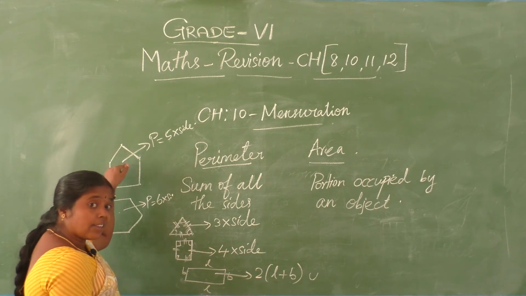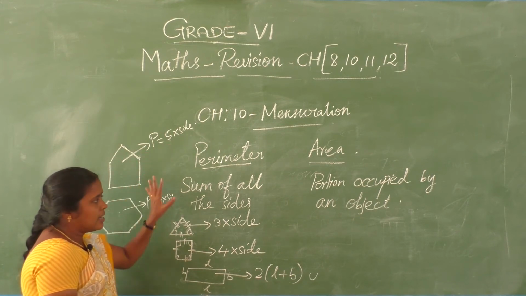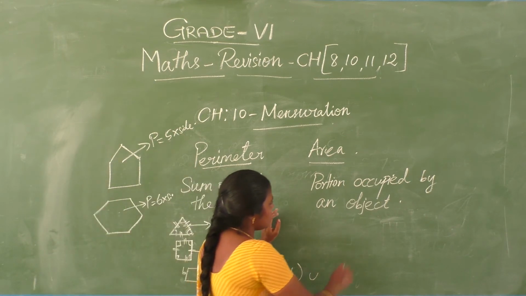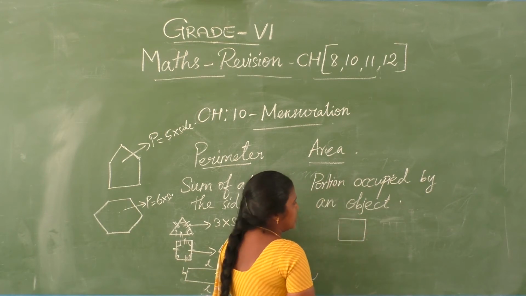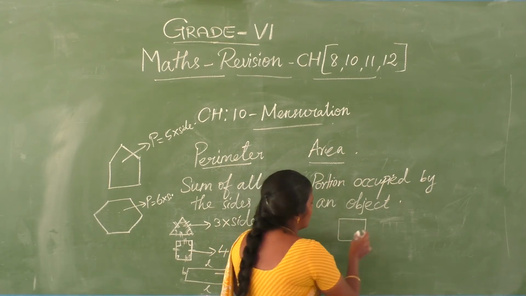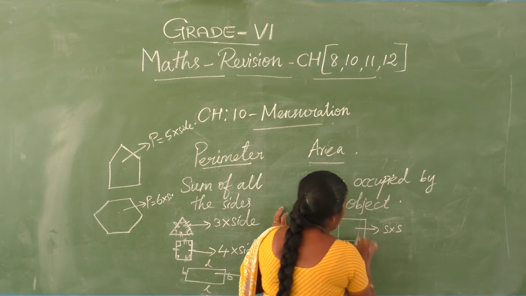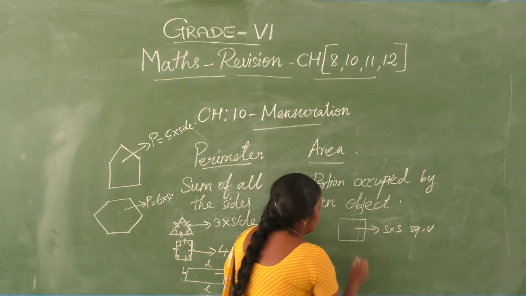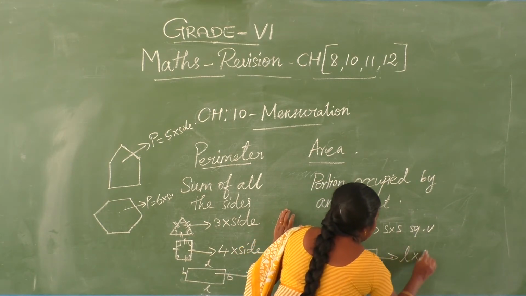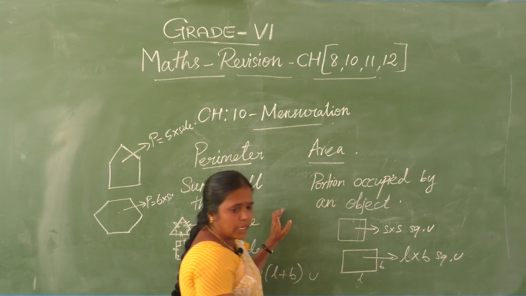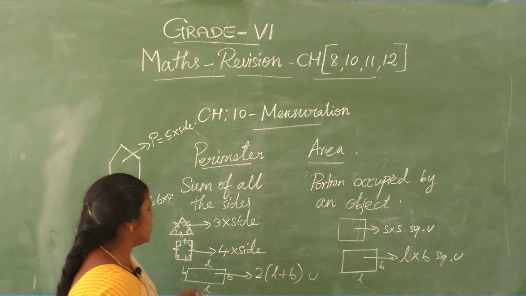A pentagon, if it is regular, is 5 into side. A regular hexagon is 6 into side. Understood? Area is the portion occupied by an object. For a square, the area is side into side, so square units come. For a rectangle, here length, here breadth, so both are multiplied: L into B square units. Understood or not? Using these few formulae only, you have calculated all those sums given in the book.